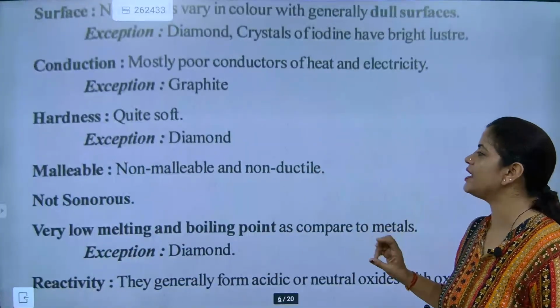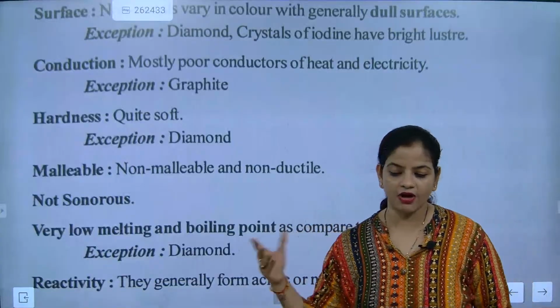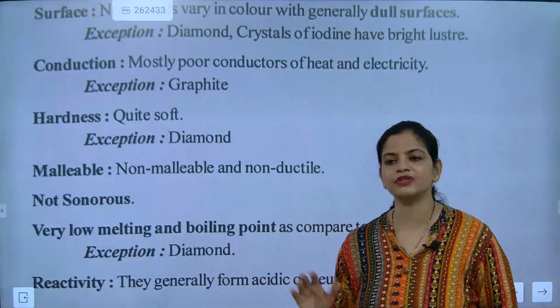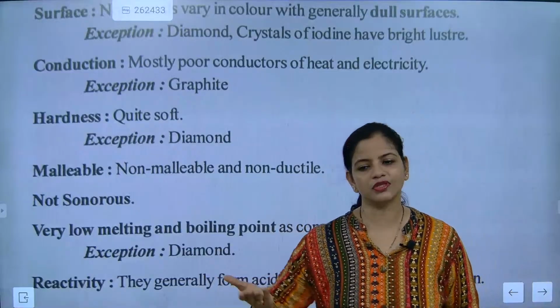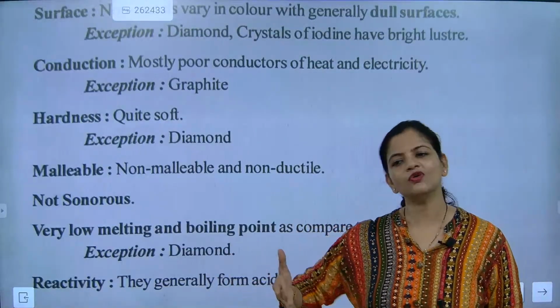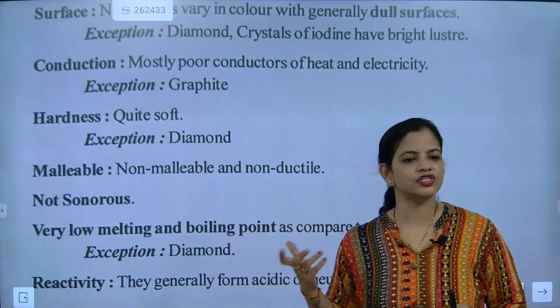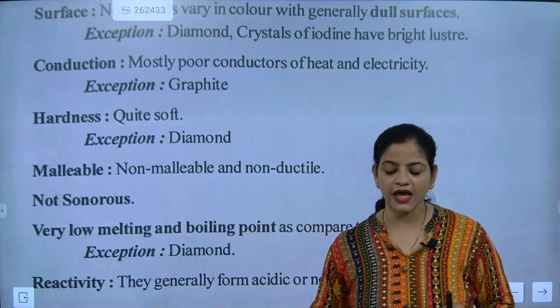Malleable, non-malleable, and non-ductile. Non-metals are non-malleable and non-ductile. It means we cannot beat them. How can you beat gases and make them into a thin sheet? Possible? No. How can you beat liquid and make it into a thin sheet? No. Solid items are there, and they are for what?